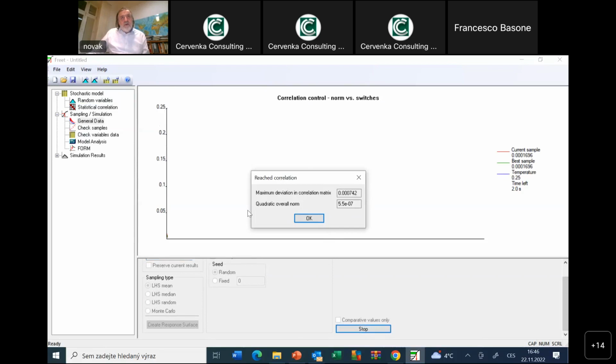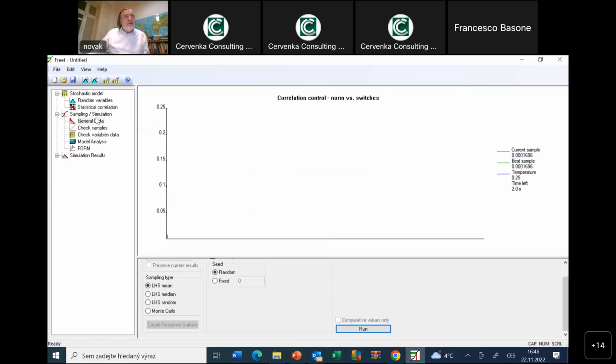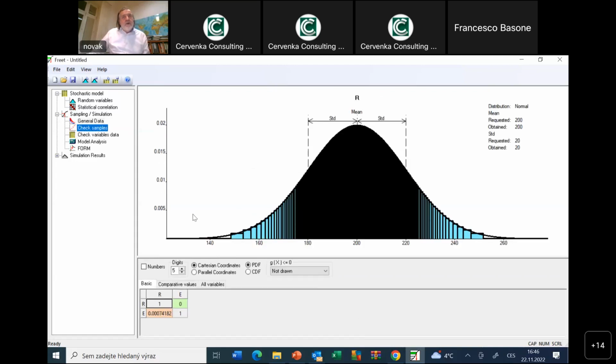There is some information about reaching the correlation matrix in case of some non-zero correlation. So there is a simulated annealing picture about imposing the correlation, but at the moment there is nothing like that. The next block is to check the samples.